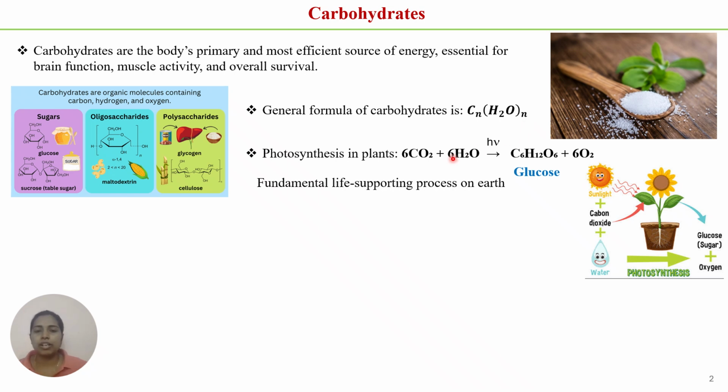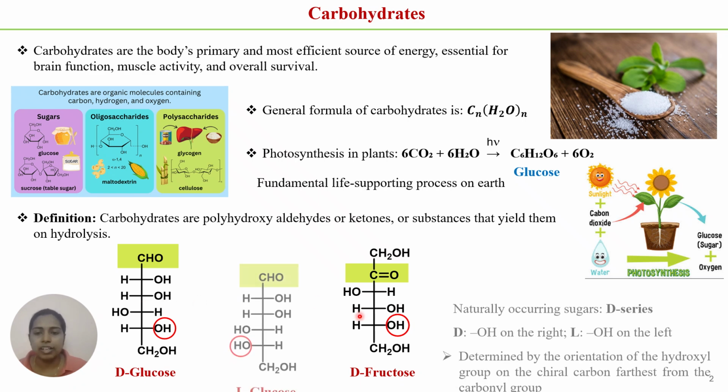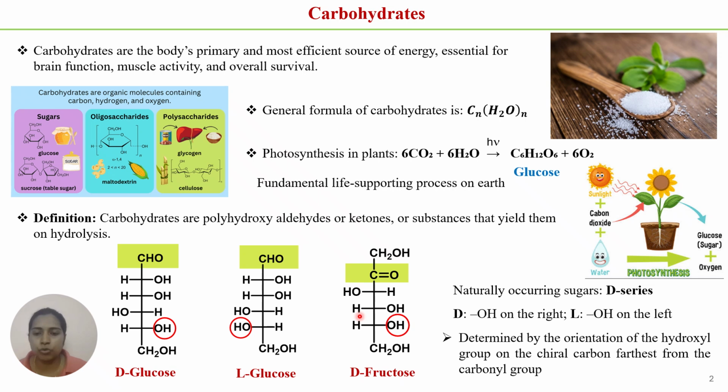Plants use sunlight to convert carbon dioxide and water to glucose and oxygen, which is the fundamental life-supporting process on Earth. One can define carbohydrates as polyhydroxyaldehydes or ketones or molecules that yield them upon hydrolysis. Naturally occurring sugars are D sugars, which is determined by the orientation of the hydroxyl group on the carbon which is furthest from the carbonyl group.